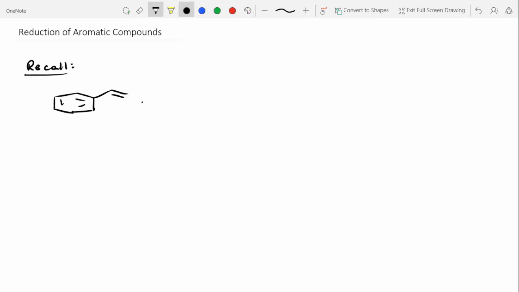Let's say we have styrene, and I want to convert styrene to ethylbenzene. What reagent do I need? H2 and palladium, nickel, platinum, one of those catalysts. And typically we run this under relatively low pressure.